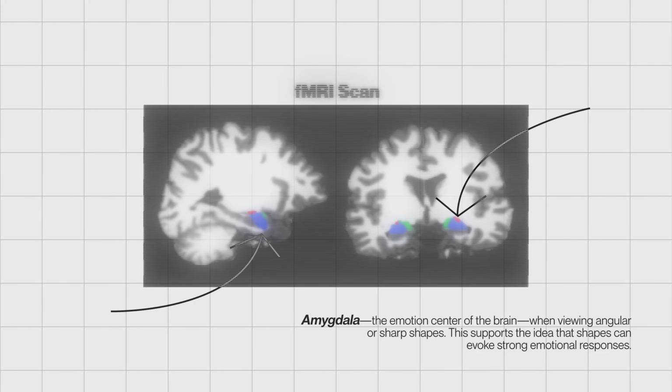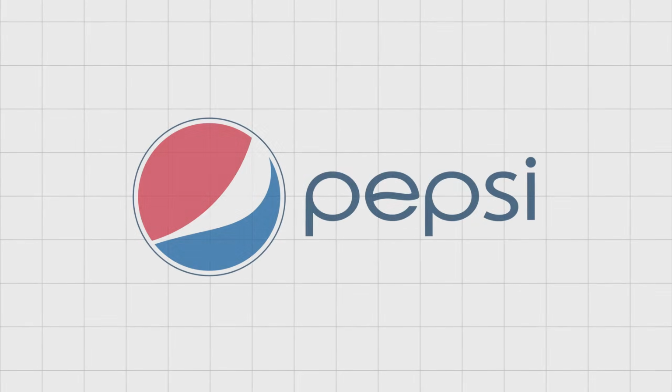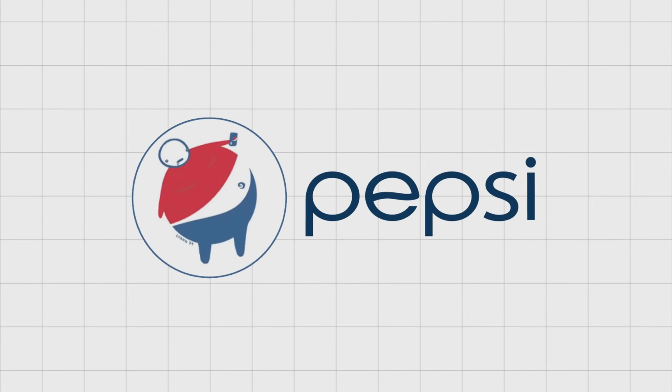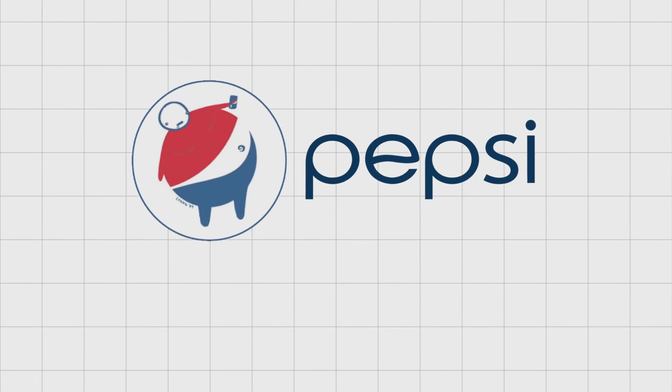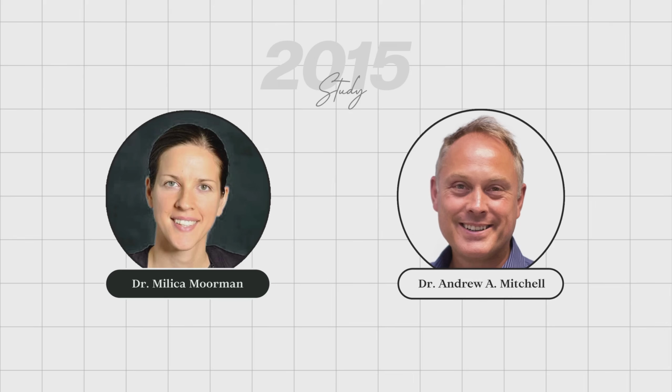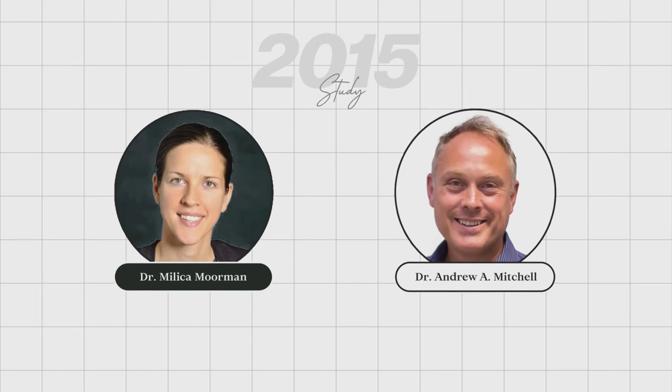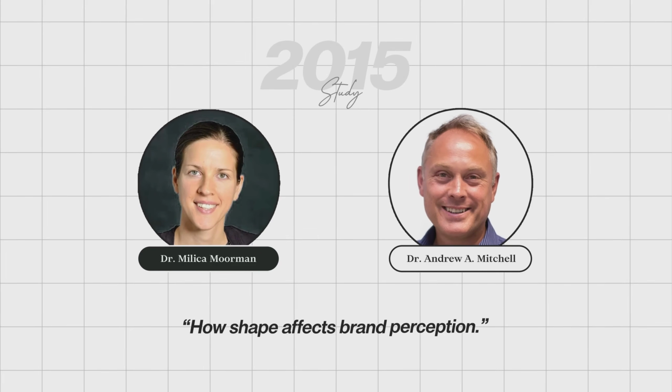But get this, the influence of logo shapes, including those of brands like Pepsi, has been studied to understand consumer perception. Research often cited in this field includes a 2015 study by Dr. Milika Morman and Dr. Andrew A. Mitchell, and this examined how shape affects brand perception.